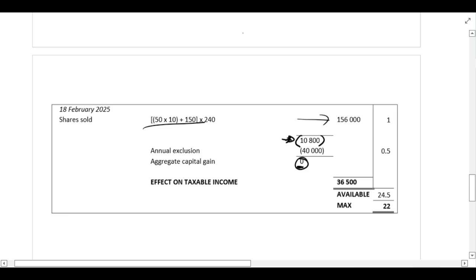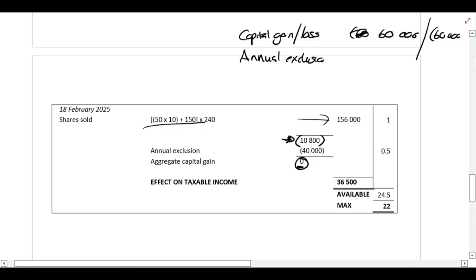So what I'm trying to say is, let's do it like this, a capital gain of 60,000 or a capital loss of 60,000. The annual exclusion, just a quick reminder, works both ways. So for the capital gain, it will reduce it from 60 to 20, and for the capital loss, it will reduce it from minus 60 to minus 20. So it excludes amounts, it's not a deduction. Alright, that's it.